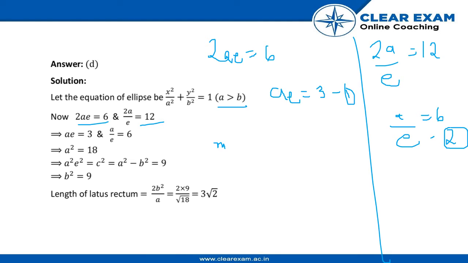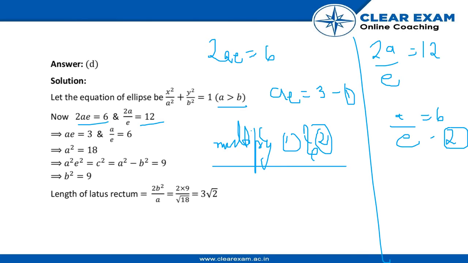Now multiply equation 1 and equation 2. What we are going to get is ae into a by e equal to 3 into 6. e cancelled out and a square is given out to be 18. Now we have the value of a square.